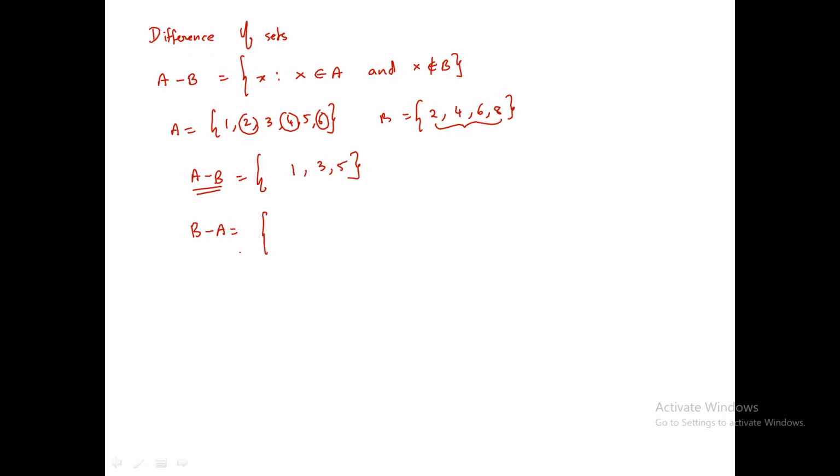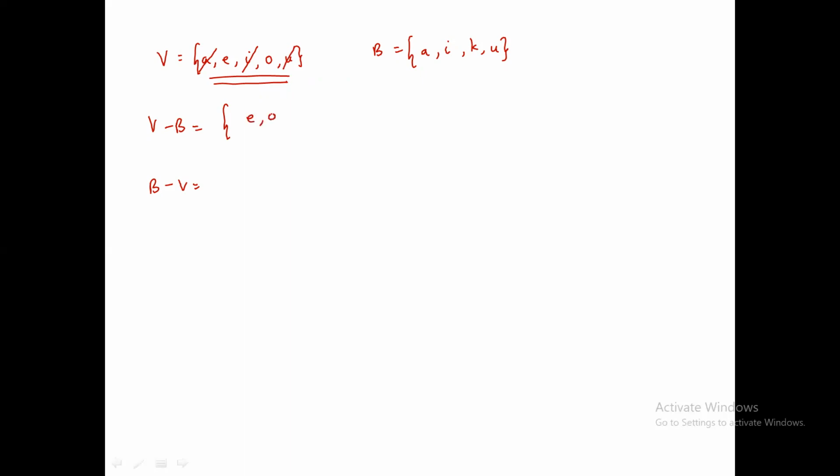B minus A means from B, whatever is there in A, that you have to remove. That means you can't remove 1, remove 2. You can't remove 3, remove 4. You can't remove 5, remove 6. So left in B is only 8. And you can see here A minus B is not the same as B minus A.